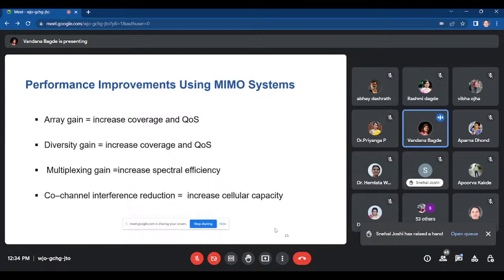So therefore, by employing diversity gain, it will increase the coverage as well as the quality of the service. Now, one very important parameter is the multiplexing gain. When we use multiplexing gain, there will be an improvement in performance, which will increase the spectral efficiency.